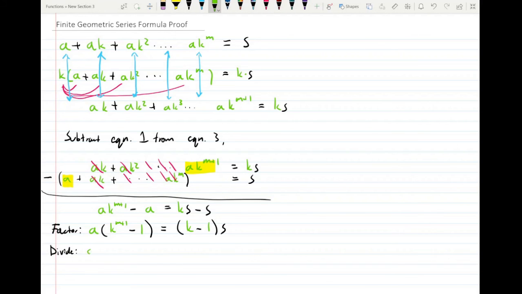And that's going to give me A times K to the M plus 1 minus 1, all over K minus 1, is equal to S, which, recall, we defined to be equal to this geometric series sum that we wanted to find at the beginning. So that means that this sums up to the same thing that S does: A times K to the M plus 1 minus 1, all over K minus 1.